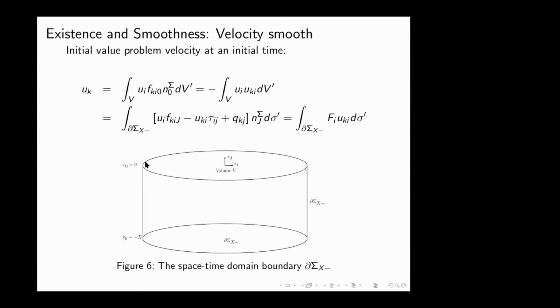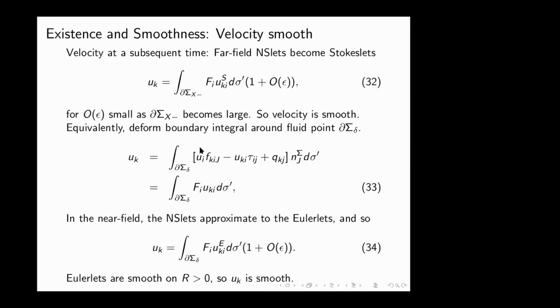So the boundary here, if it's at time t, is say up here. There's no contribution from the far field boundary because the energy is bounded. So it's given by exactly the same representation, which I've shown exists as smooth. So at time t later, the velocity must be smooth as well.